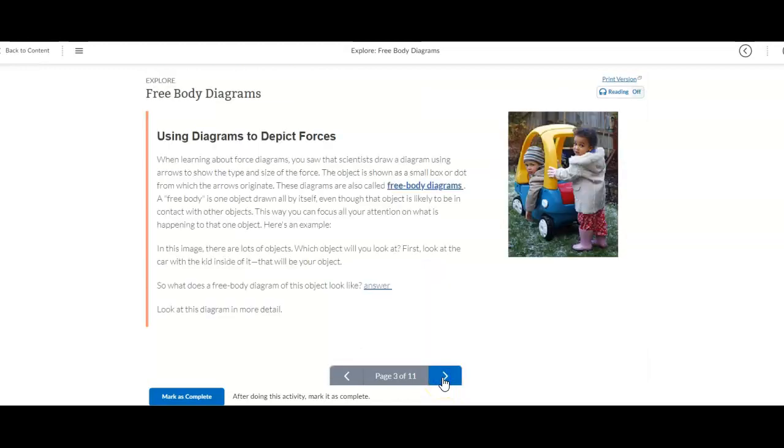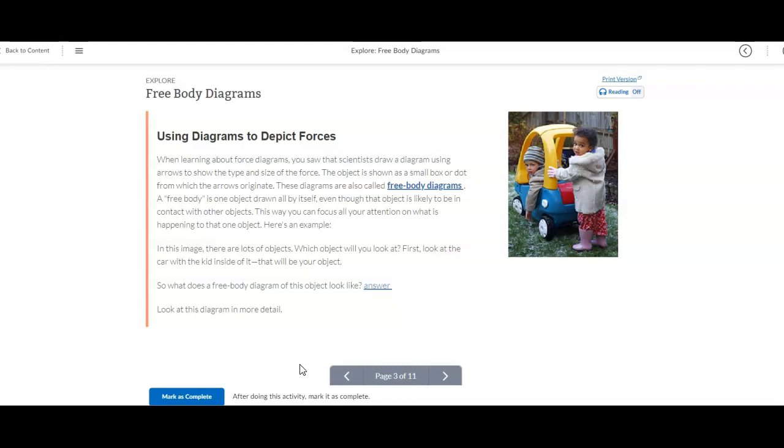All right, so what are free body diagrams? That's what we're looking at for guiding question 2, and that is answered on page 3, using diagrams to depict forces. When learning about force diagrams, you saw that scientists draw a diagram using arrows to show the type and size of the force. The object is shown as a small box or dot from which the arrows originate. These diagrams are also called free body diagrams.